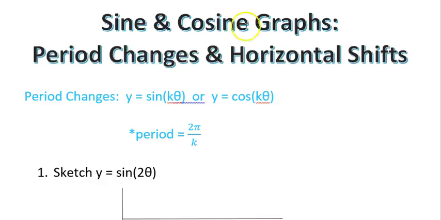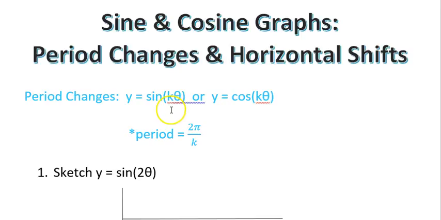This lesson is on sine and cosine graphs, but it is also on period changes and horizontal shifts with those graphs. You should have gotten the basic information in the first video. So this time we're going to focus on these other two changes. The first thing that we're going to look at is period changes, and again, period is how long it takes to make one cycle of the graph.